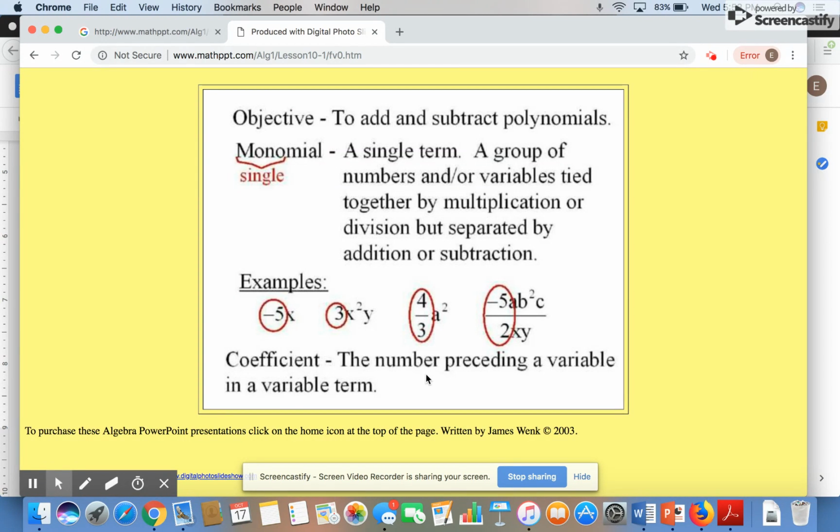And a coefficient is just the number before the variable. So in this case, your numbers are -5, 3, 4/3, and -5/2. Those are your coefficients.